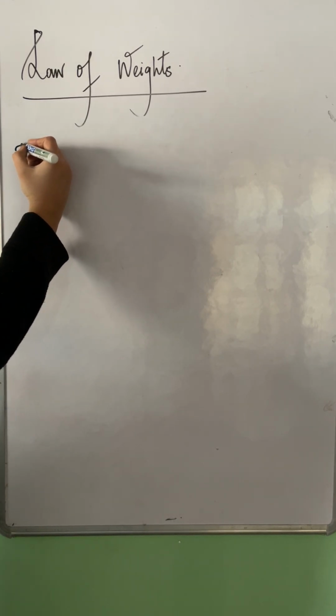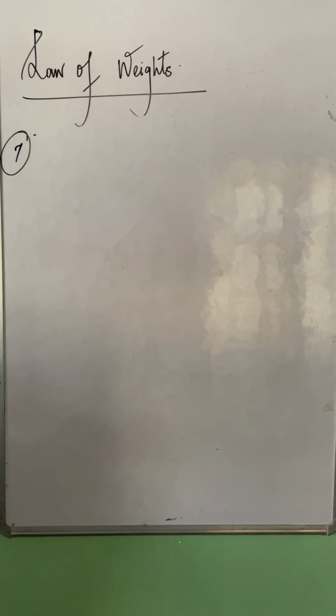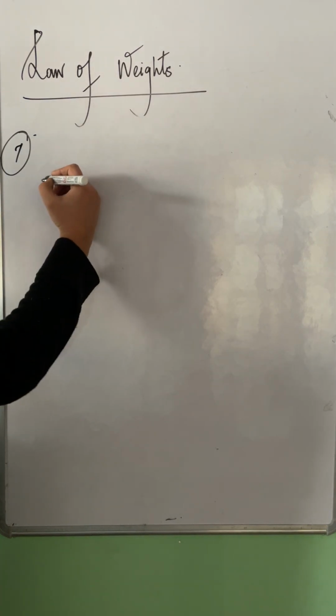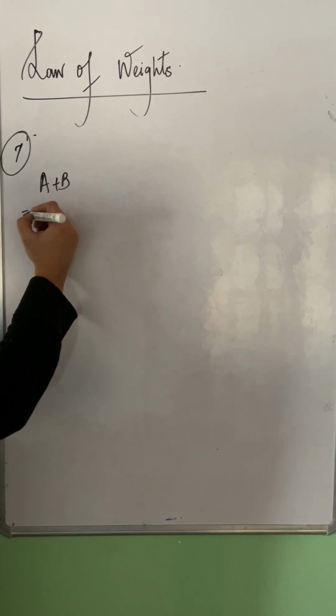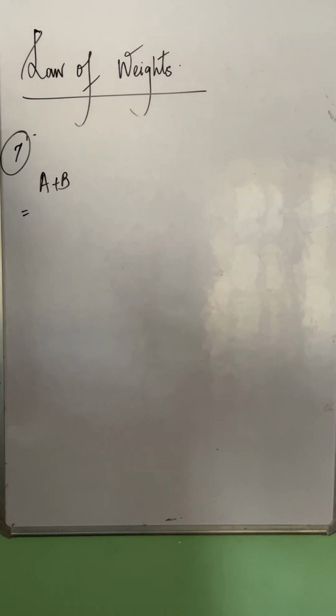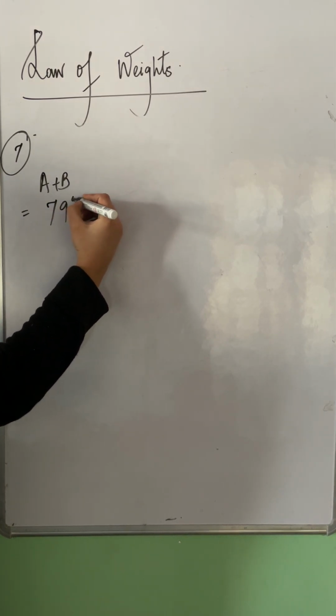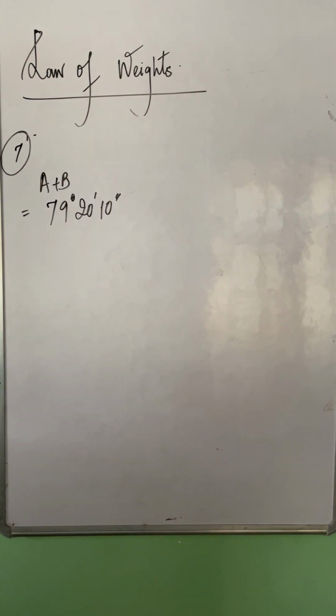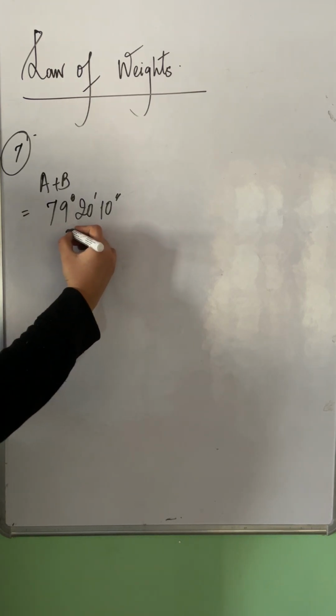Number 7. The weight of an equation remains unchanged if all the signs of the equation are changed. For example, we have an equation A plus B whose value is, let's suppose, 79 degrees, 20 minutes and 10 seconds, and it has a weight of, let's suppose, 3.